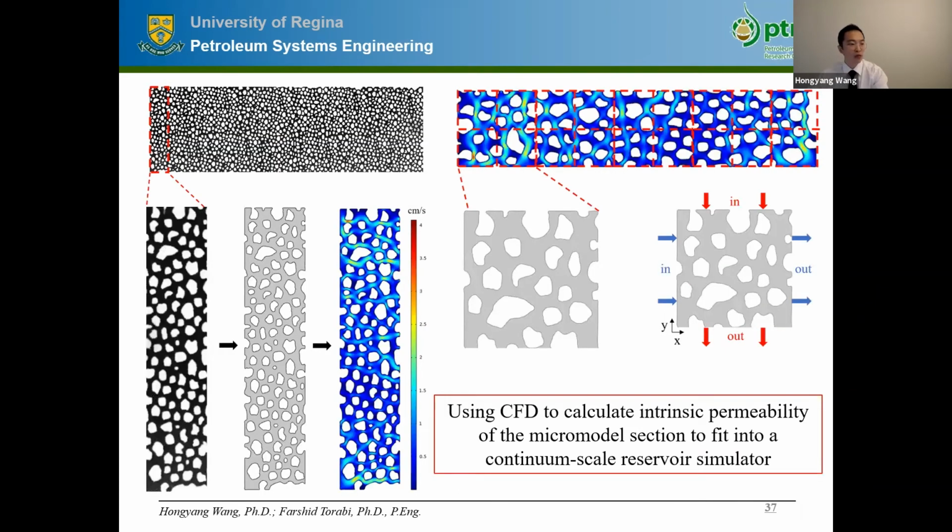Also, by utilizing computational fluid dynamics, we can calculate the intrinsic permeability of the micromodel section that we chose to conduct the pressure decay tests. And we can fit this permeability into a continuum-scale reservoir simulator.